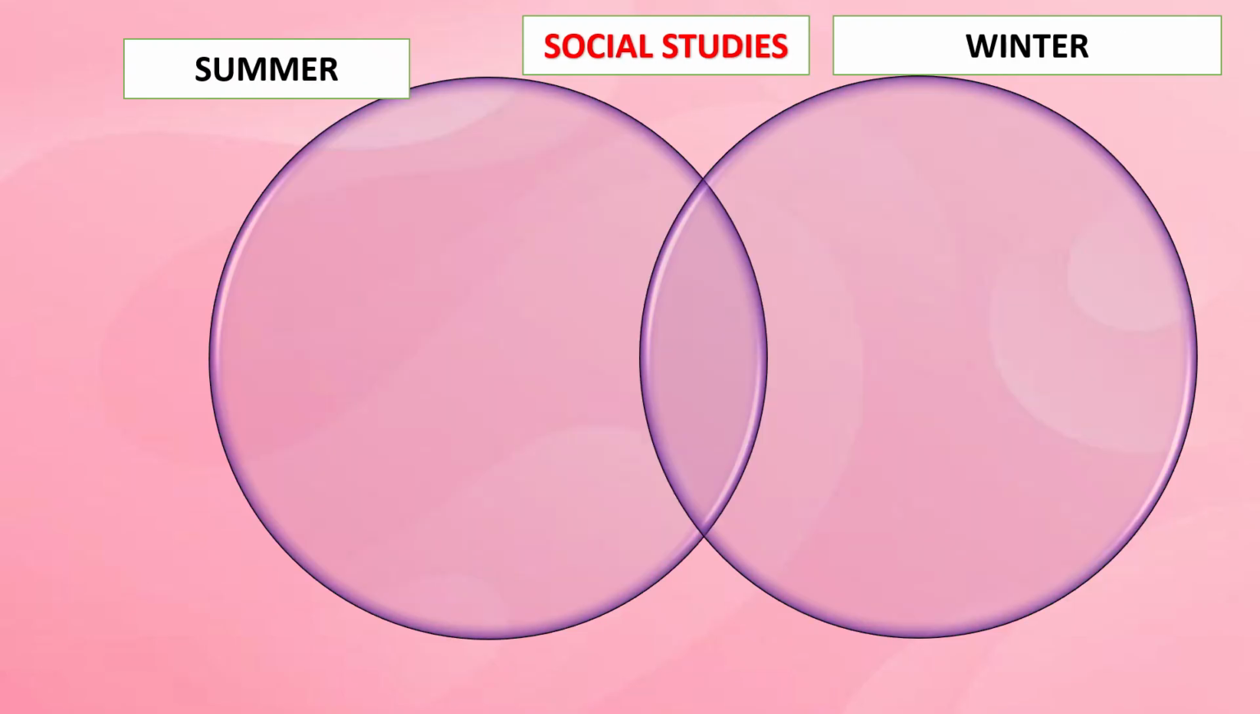So next comes social studies. Social studies is actually very theoretical, so we need to remember so many things. Now, if you can see, I have given summer and winter, but you can even take a king. Suppose you want to compare two kings, you can use this. Or two kingdoms, two palaces, two places like India and China. So many things you can do.